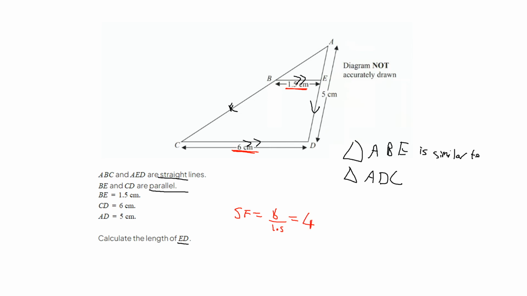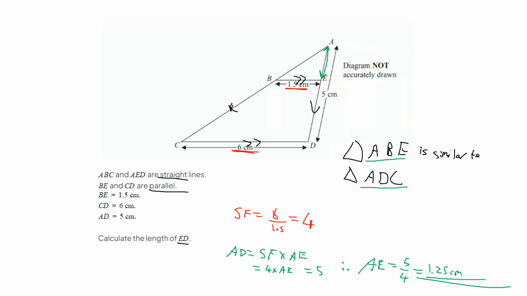Now what we can do is work out what this length here is, okay? And we know that because these two are similar, we can say that A to D is equal to scale factor times A to E, which is just equal to 4 times AE, which is equal to 5. And so therefore, AE is equal to 5 divided by 4, which is 1.25 centimeters. And that is our final answer.